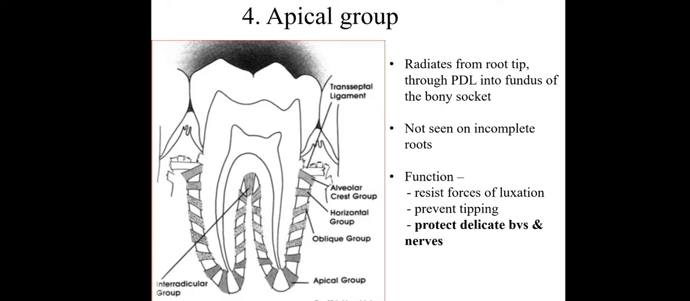In the apical region, we have the apical foramen through which all the blood vessels and nerves pass into and out of the pulp from the periodontal ligament. So this area houses a lot of delicate blood vessels and nerves, which are also protected by the apical group of fibers.